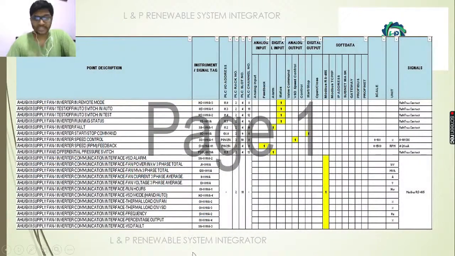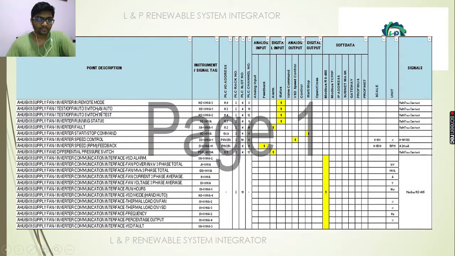So there are many signals we can monitor. These are all signals connected in the MCC, the motor main control panel. In order to control the fan, there are two modes. Manually you can operate the fan, or through the remote. That's why we have the remote mode here. Through the VFDs we are controlling these fans. These are all input examples for the supply fan.